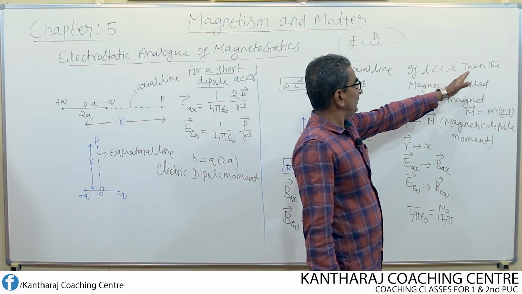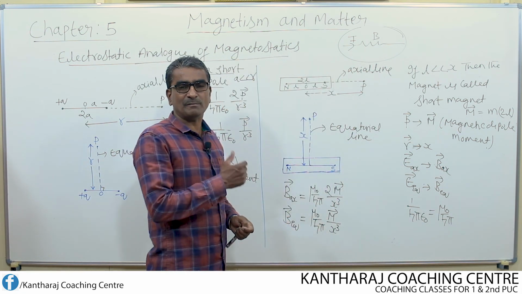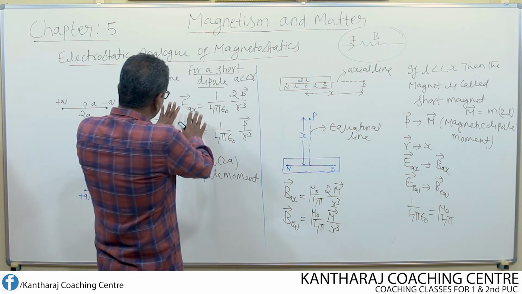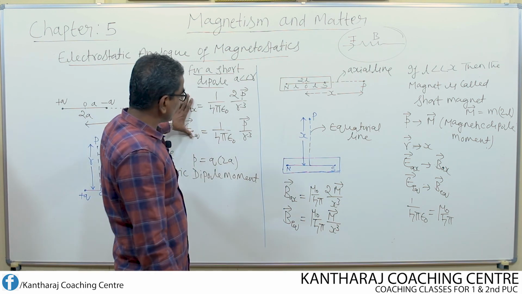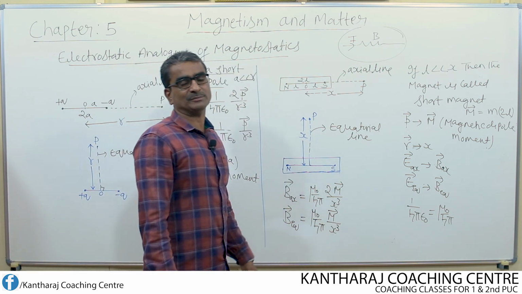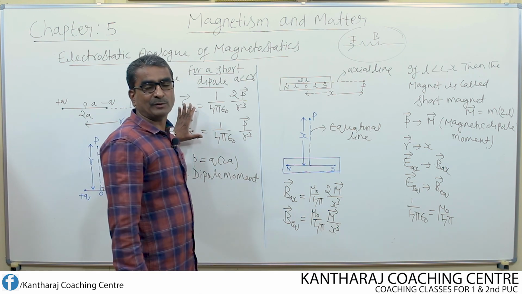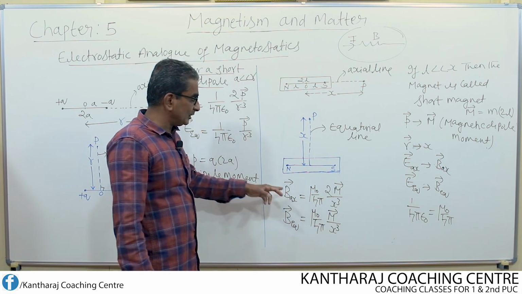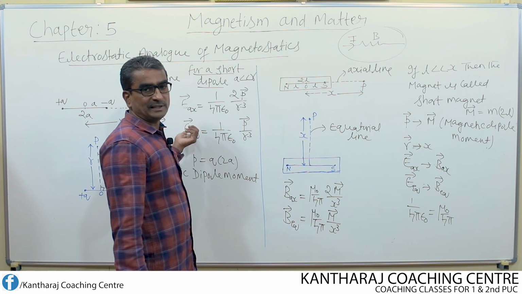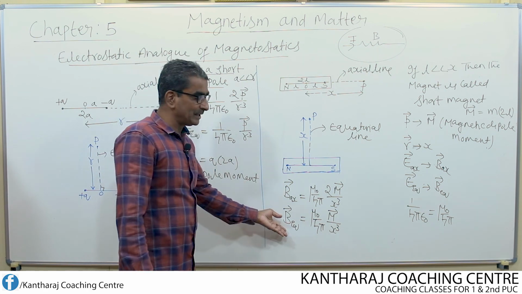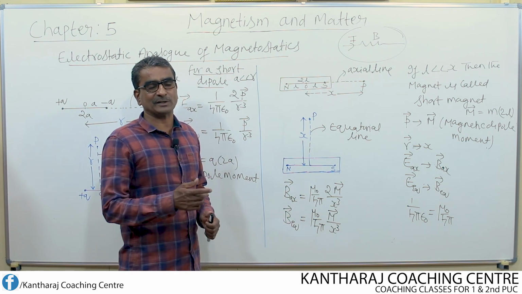If L is very much less than X, then the magnet is called a short magnet, or that magnetic dipole is called a short magnetic dipole. These two equations almost resemble the earlier two equations. The only difference is that the electric terms are replaced by magnetic terms. That is why we call this an analog. We can compare the electric field equation of a short electric dipole with the magnetic field equation of a short magnetic dipole, and the equatorial line equation with the equatorial line equation of the magnetic field. This is nothing but the electrostatic analog.